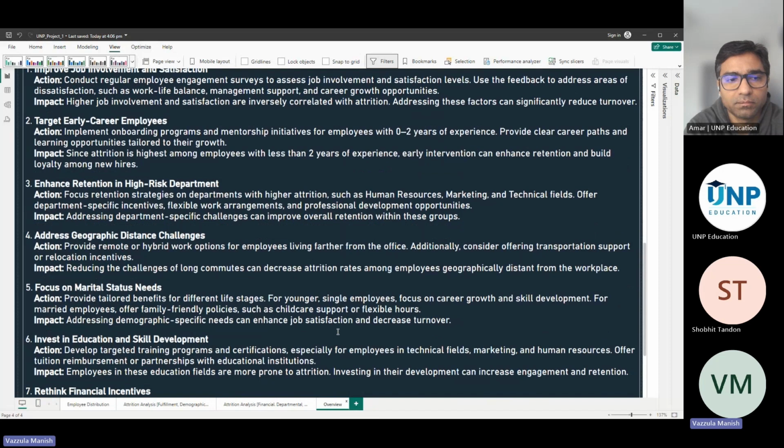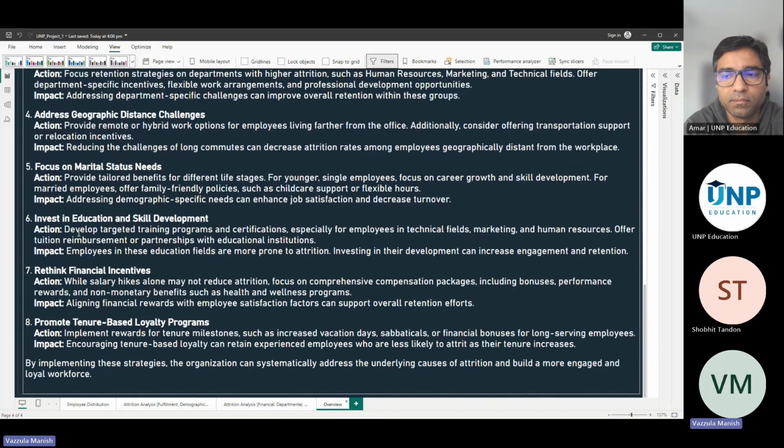And addressing geographic distance is rather difficult for any company, obviously, but again, we might provide them transportation in lieu of their distance, and we might provide them extra time or flexible work hours, etc., etc.